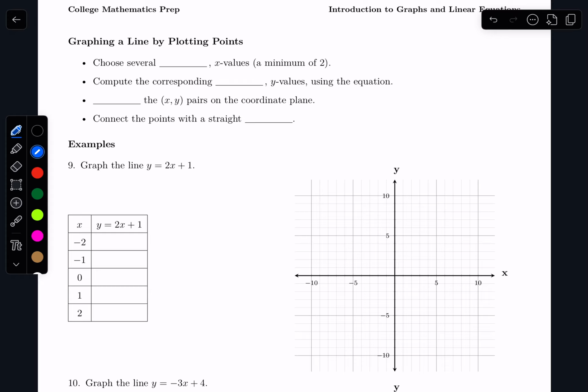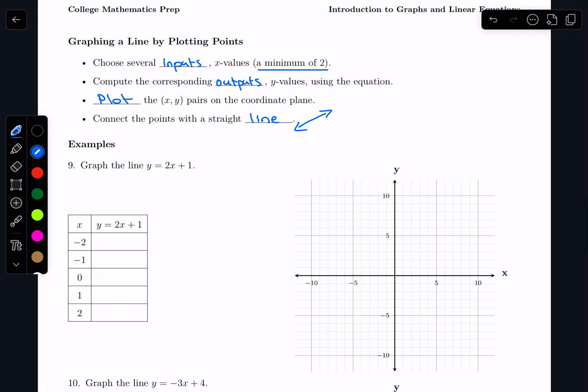So we are going to choose several inputs, which are x values. We have to choose at least 2 because a straight line requires a minimum of 2 points. We're going to compute the corresponding outputs, which are y values, and we're going to do that by using the equation provided for the linear equation. And then we will plot the ordered pairs, x comma y, on the coordinate plane, just like we did before. And then finally, we'll connect the points with a straight line, and we'll put arrows on each side of the line. So something like that one there.